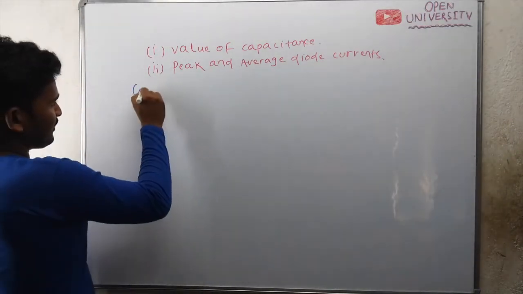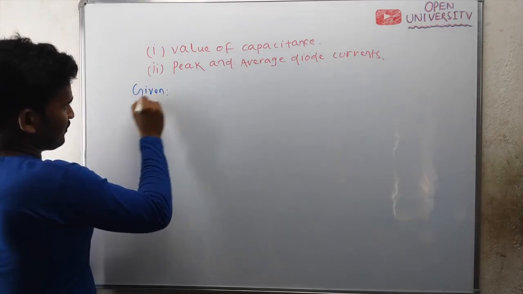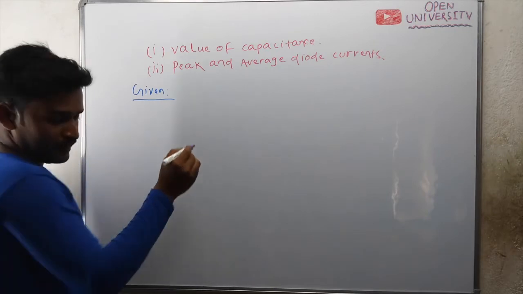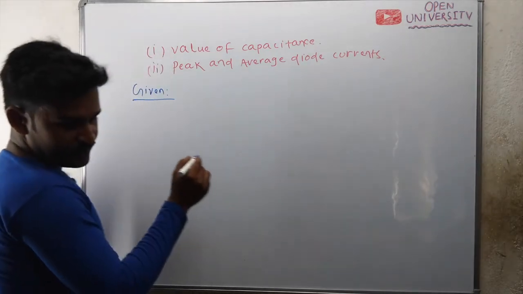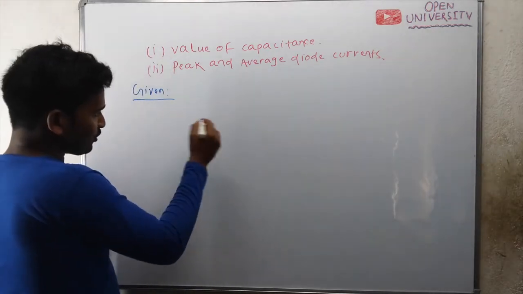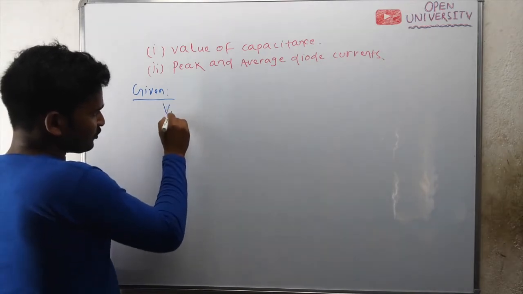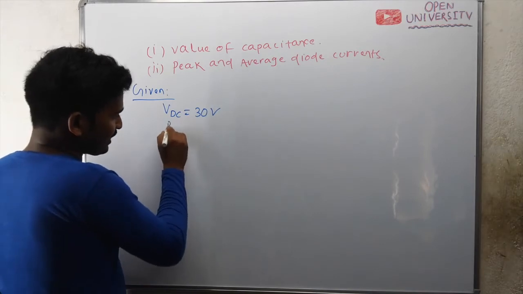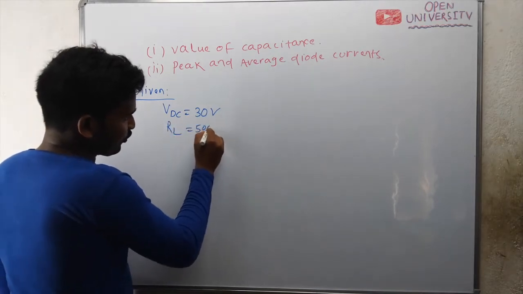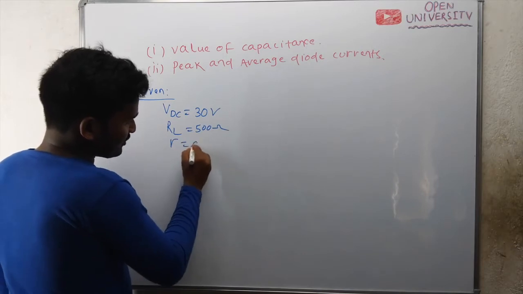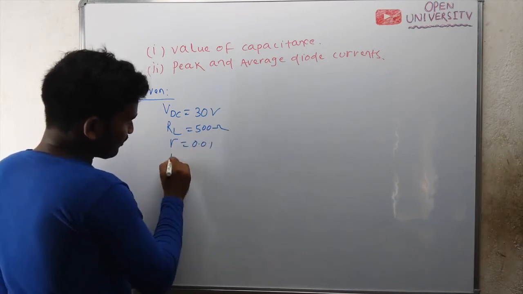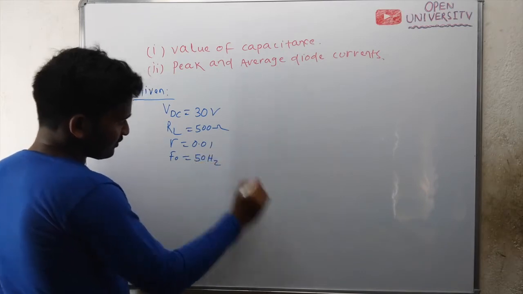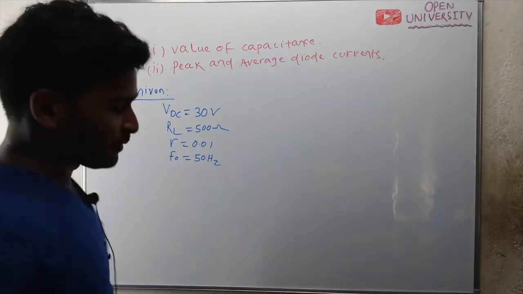What are the data given? A half wave rectifier with capacitor filter is to supply 30 volt to a load of 500 ohm. So the DC output voltage VDC is 30 volt, and RL is 500 ohm. The ripple factor is 0.01, and the input frequency F0 is 50 Hz. We are asked to find the value of capacitance.